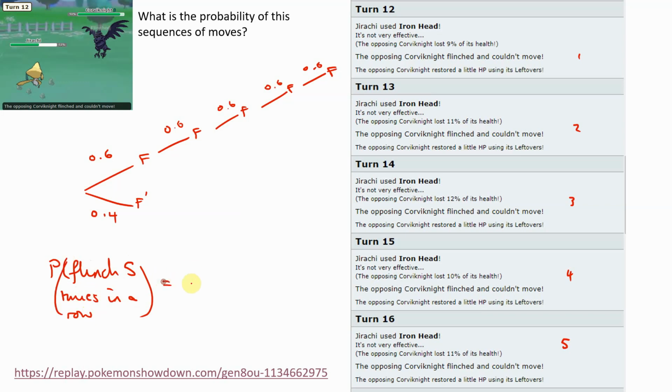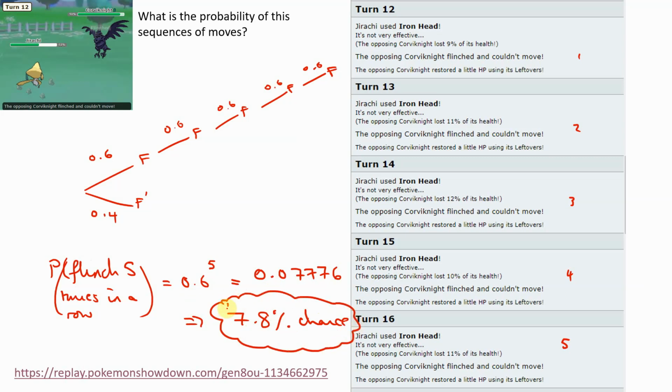is going to be 0.6 times 0.6 times 0.6, we can say that's 0.6 to the power of 5. And when I just quickly calculate that, well, that is going to be even smaller than the last probabilities we calculated, 0.7776. So that is roughly about a 7.8% chance. So, I don't know, swings and roundabouts with the game. You get unlucky by not burning 7 moves in a row, but then you get 5 flinches in a row.